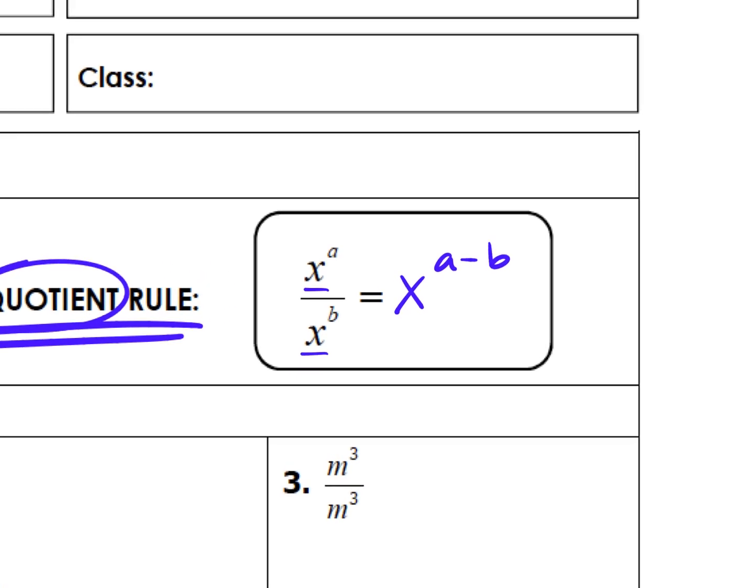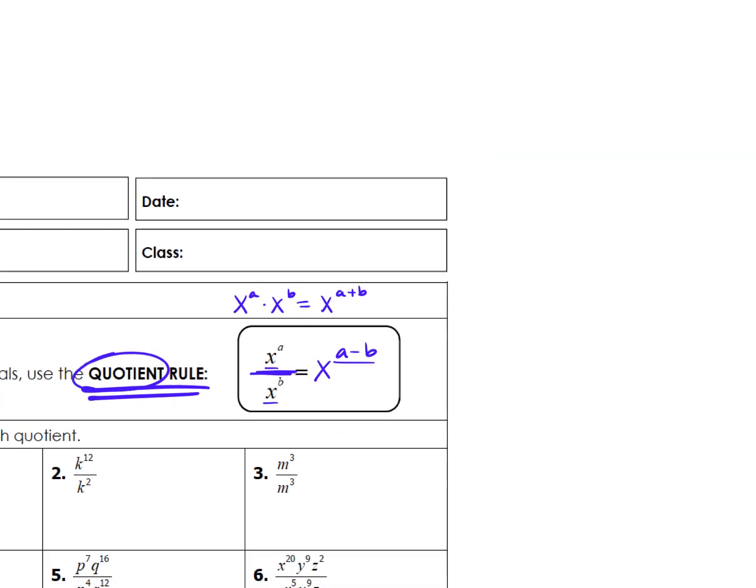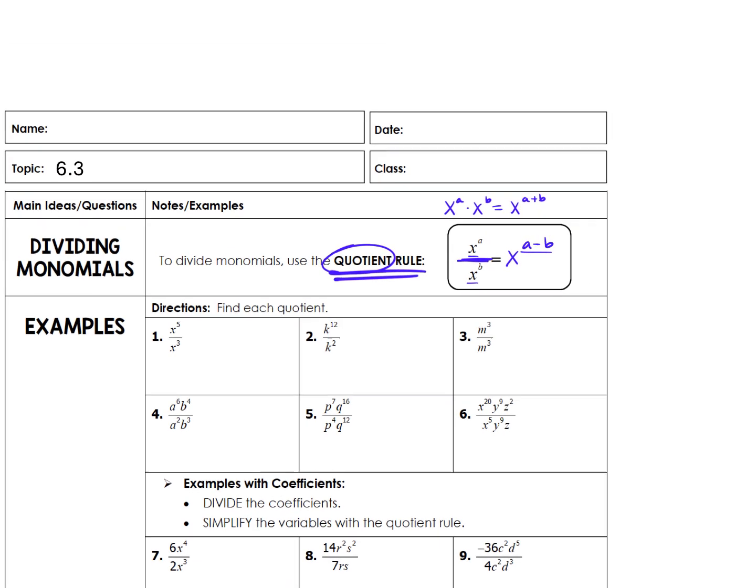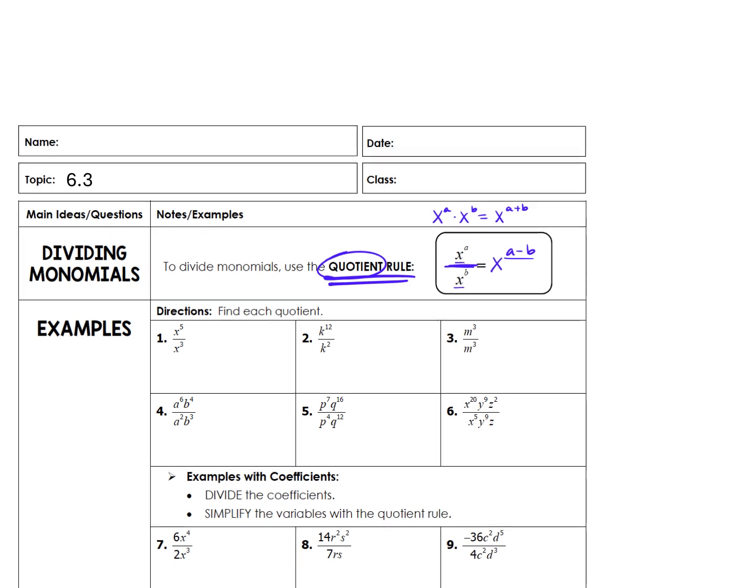Similar to the product rule that said if I have x to the a times x to the b, I did x to the a plus b. So when it was multiplication, we added our exponents. Now that it's division, that's this division bar, now we're going to subtract our exponents. Today's version of this keeps it pretty simple. We'll get to a point where it's a little less simple, but for now, we're going to keep it pretty simple.